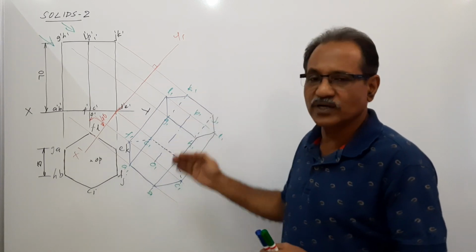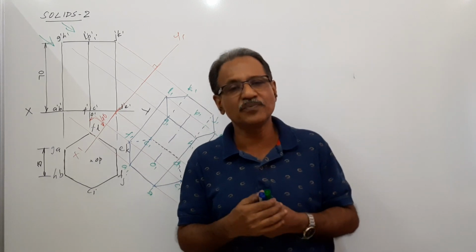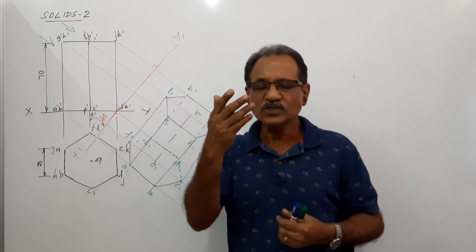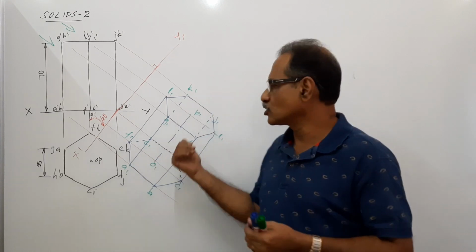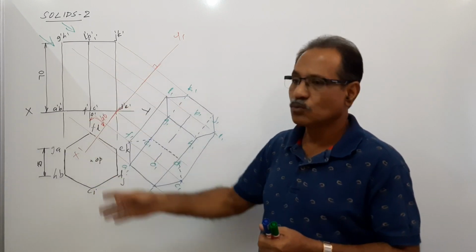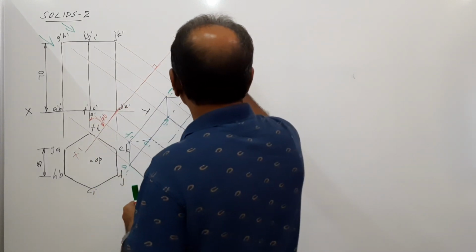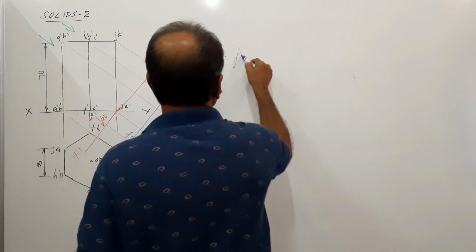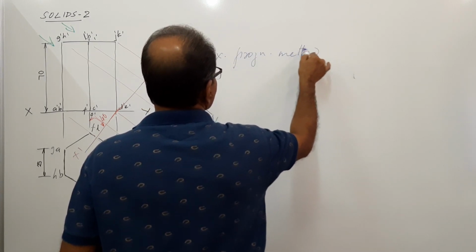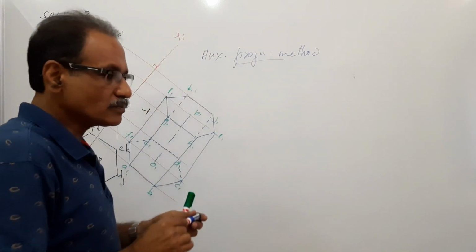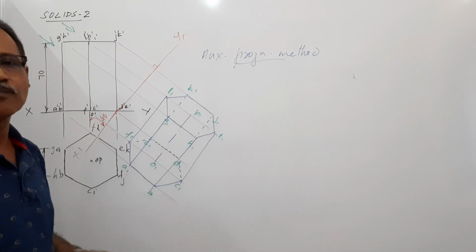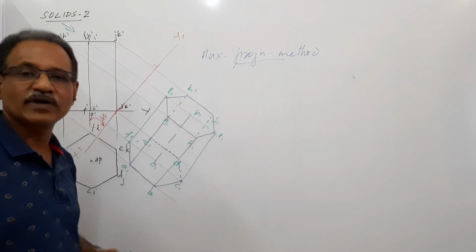So this is a simple question where the axis is parallel to VP and inclined to HP. You have drawn that hexagonal prism by redrawing method and also auxiliary projection method. The dimensions are also marked. This is called auxiliary projection method. This can be drawn very fast. The other will consume more time. But you must have a clear idea about what is to be done.